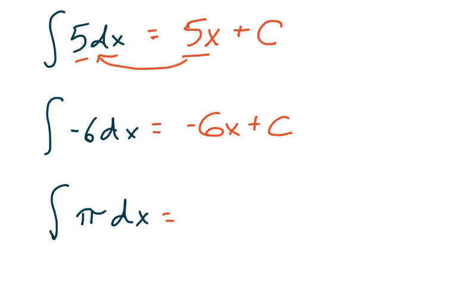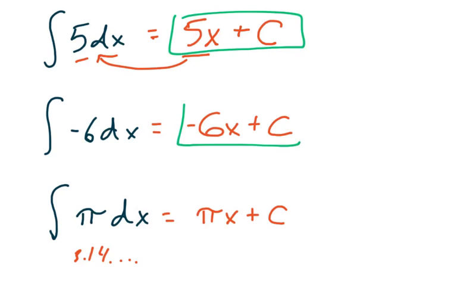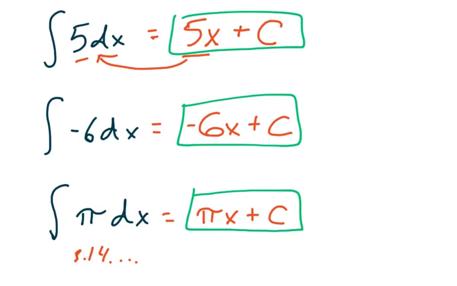And the antiderivative of pi, well, some people look at pi and be like, what do I do with that? Well, pi is just a constant, 3.1415926, on and on. It's just a constant. So we treat pi the same way we treat the 5, the negative 6, the 1, the 3, same thing. So this would be pi x plus c. Those are the answers to every single one of those questions. Okay?